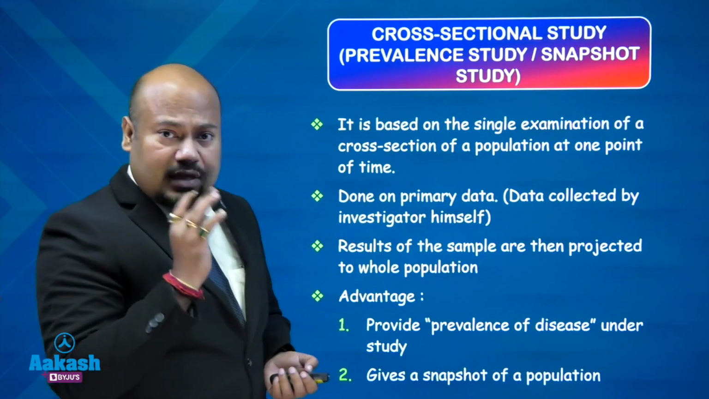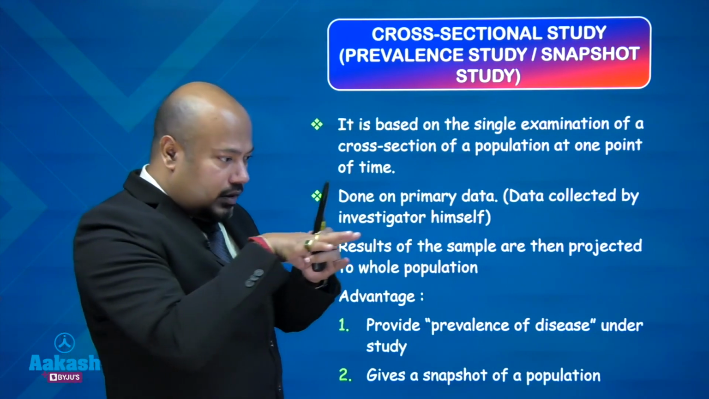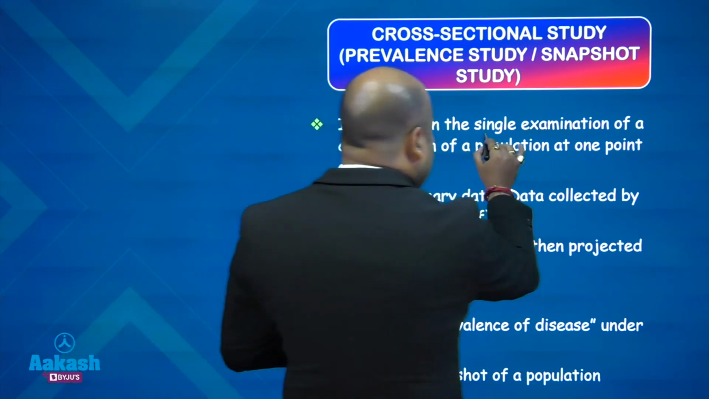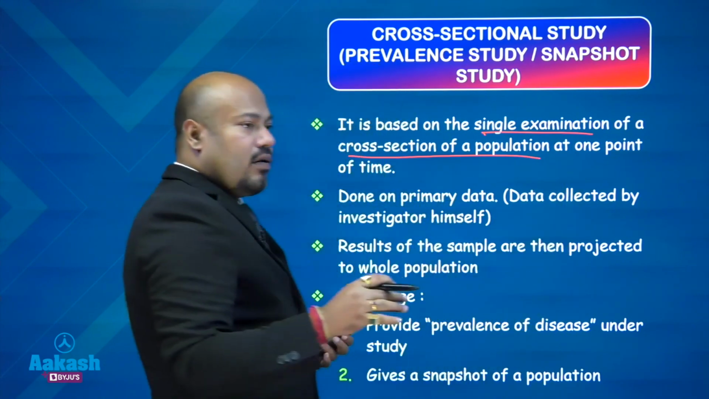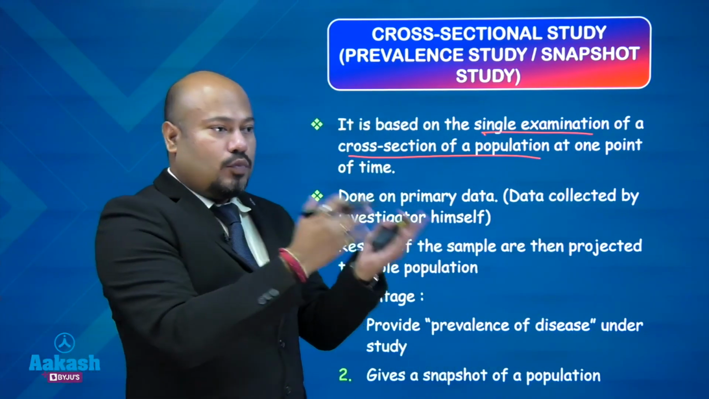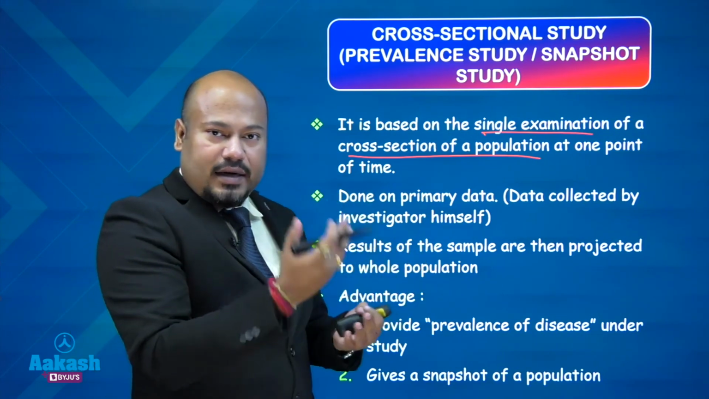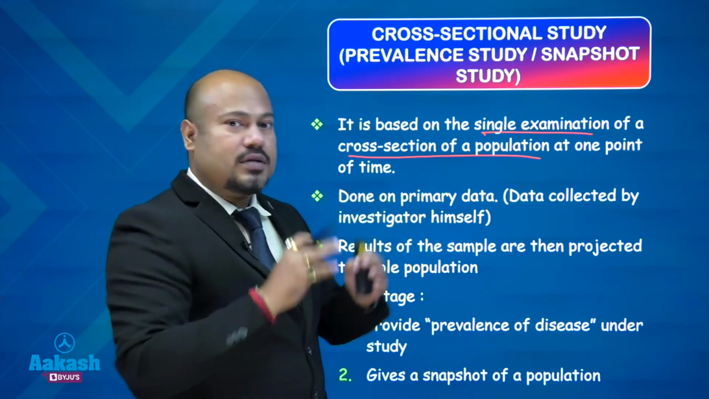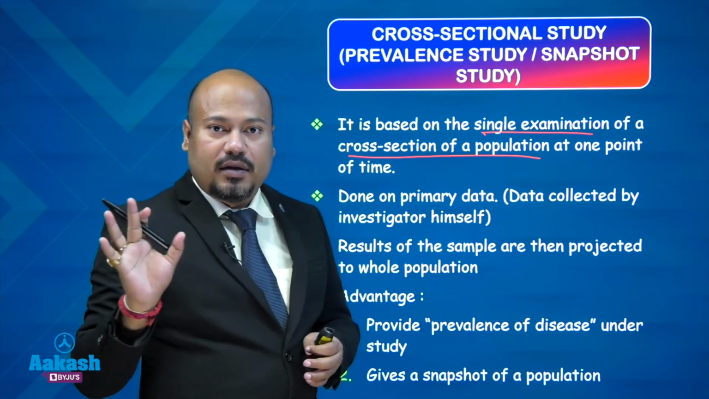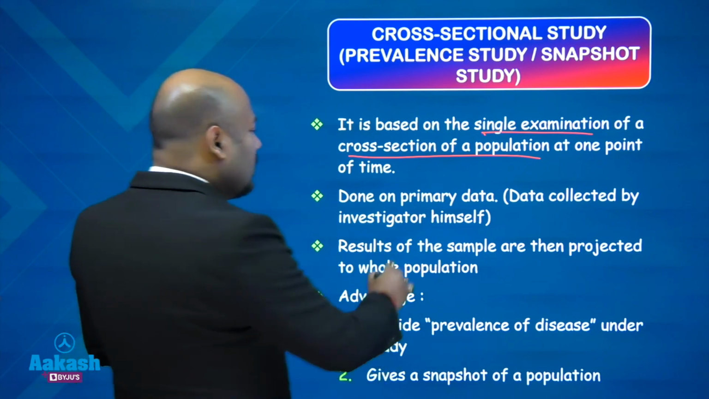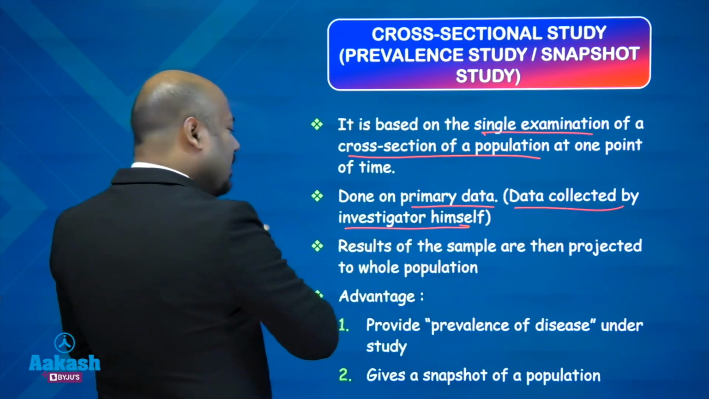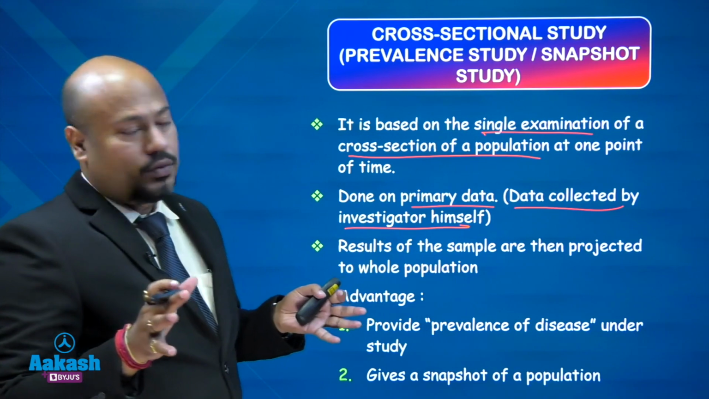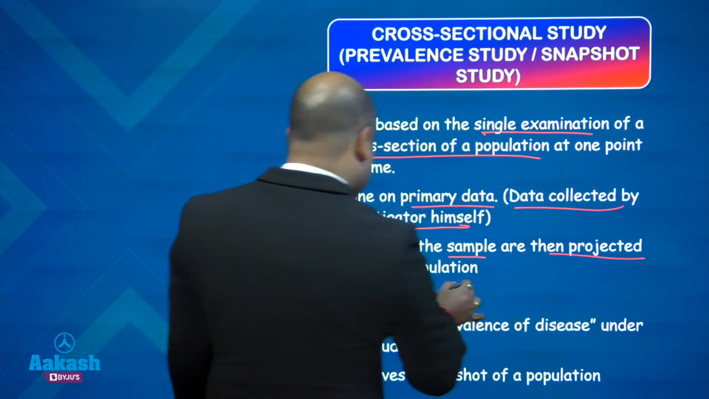Some other analytical studies. Coming to this one, question is asked, cross-sectional study. So what you do is that this is a one-time examination of a population, okay, based on primary data. So it's based on a single examination of the cross-section of a population. See, suppose you want to take the history like this, whether you smoke, you don't smoke, what type of smoke, BD, cigarette, gutka, whatever, okay. So you cannot do this among all the people in the population. So you select a cross-section. Okay, I'll go to this village by some sampling method and you take one cross-section, right? So it is done on the primary data collected by the investigator himself. And then you project the results of the cross-section on the entire community or the population, okay? So results of the sample are then projected to the whole population.